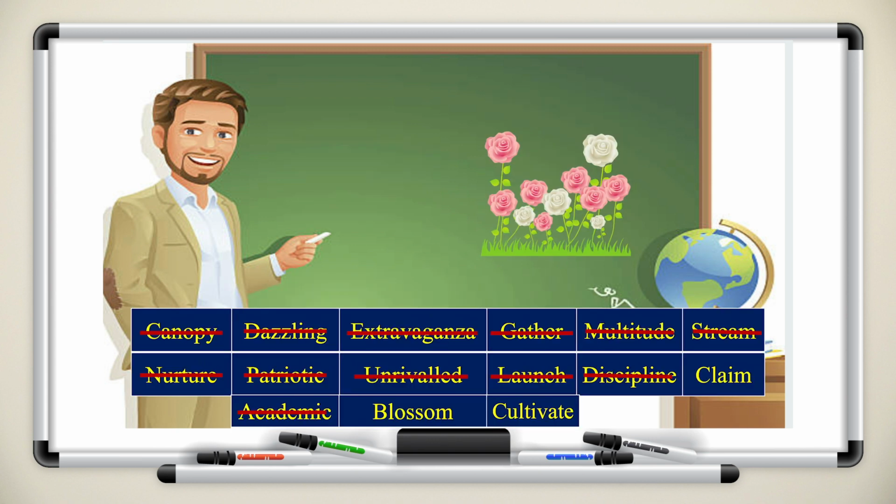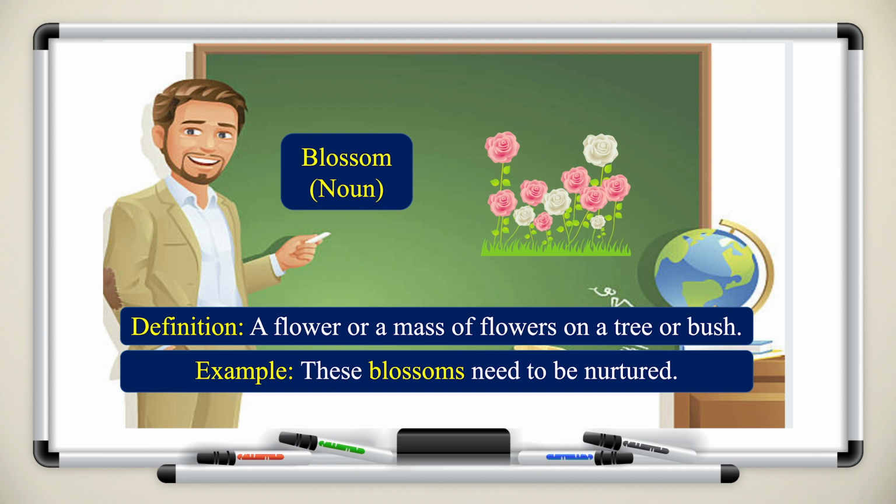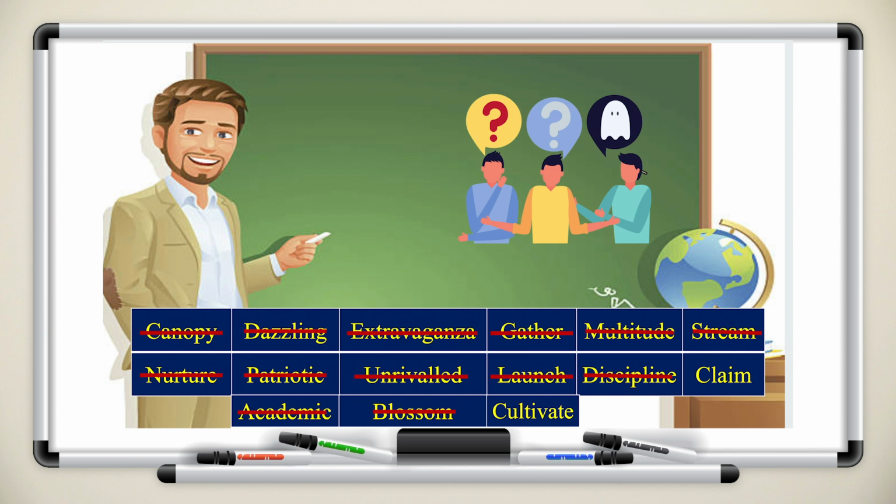This picture refers to the word blossom. And the definition of this word is a flower or a mass of flowers on a tree or a bush. Here's an example. These blossoms need to be nurtured. We have two words remaining. So can you guess which one of them this picture refers to?